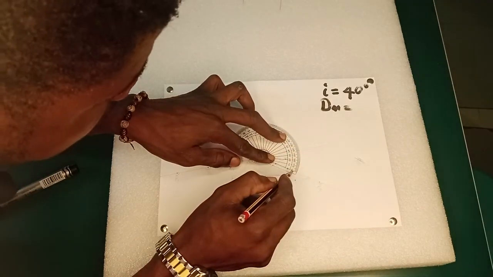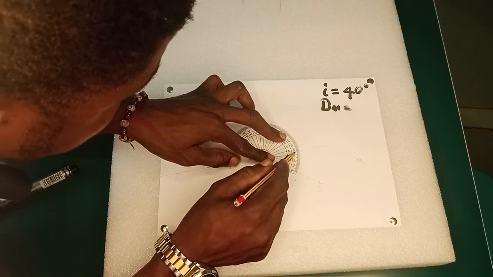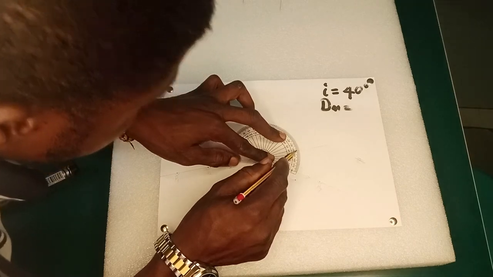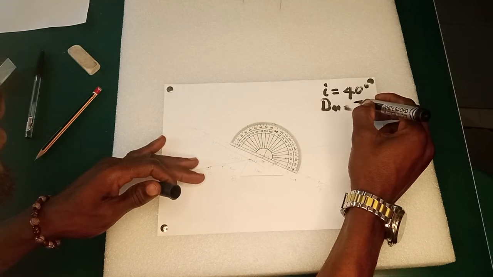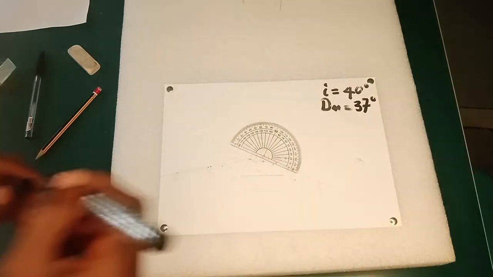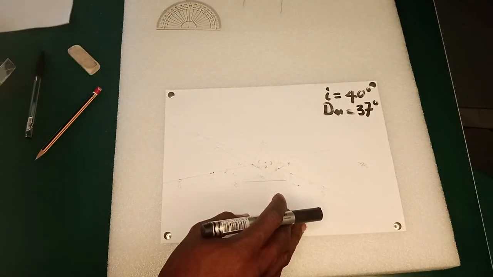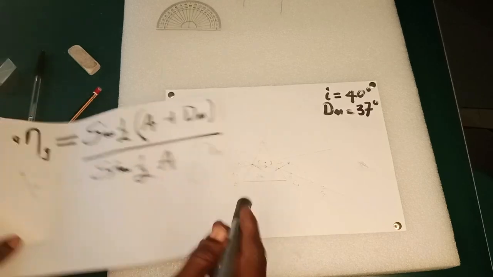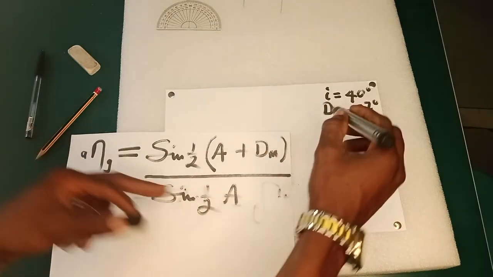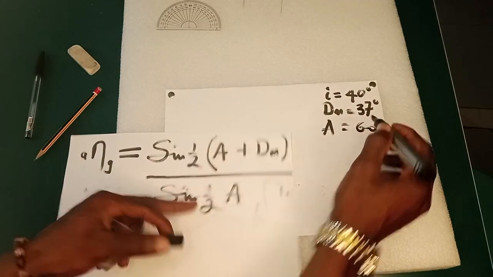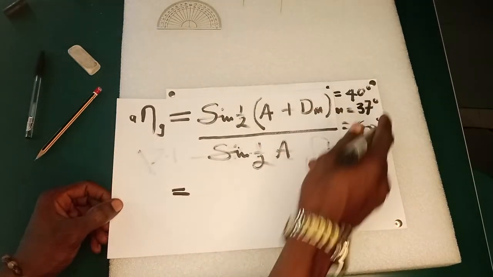So let's count. This is 10, 20, 30, 35, 36, 37. So our D is 37 degrees. At this point, we are going to use these two pieces of information. Don't forget, I told you our A is 60 degrees. So from this equation, we now plug in these values.